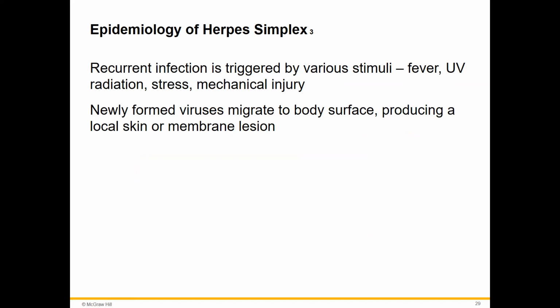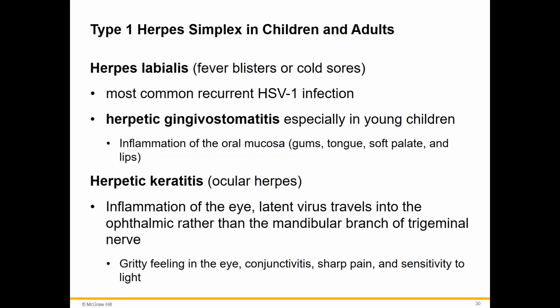Reoccurrence could be triggered by multiple different things. You can see a couple different concerning issues in either children or adults. So herpes labialis, these are your cold sores. Herpes keratitis, this is ocular herpes. This one is more concerning because it's inflammation of the eye. The latent virus, instead of going down the mandibular branch, goes into the ophthalmic branch of the trigeminal nerve, because we have 3, remember? If it gets into the ophthalmic branch, it can actually infect the eye, and that could potentially lead to severe issues, including potentially blindness as a complication.